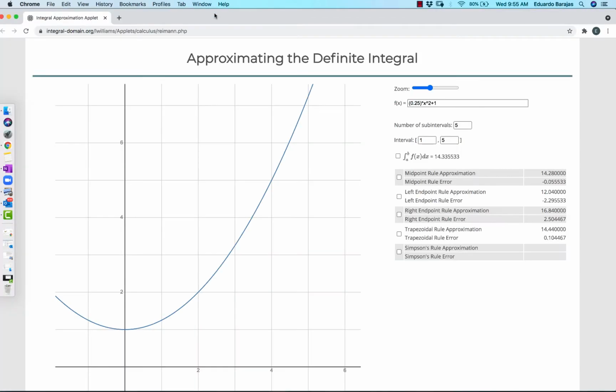So back to this free online graphing tool, we have our equation here, 0.25 x squared plus 1. We're integrating between 1 and 5, and of course this online tool just tells me what the answer is. So we want to find this gray shaded region right in here. This is the exact area we want, and the computer calculates it for us. It's exactly 14.33. Okay, so that's the answer we want.